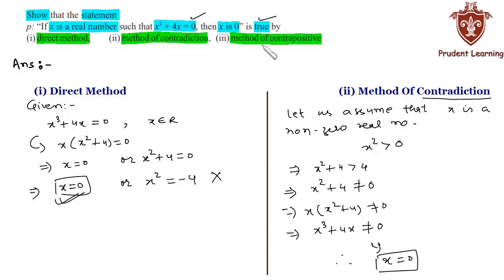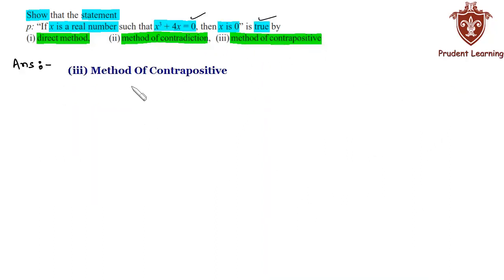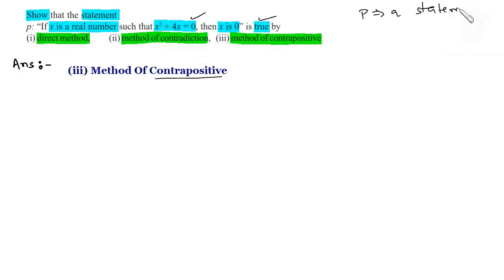Let us see the third method, that is method of contrapositive. Well, if you remember, for using the method of contrapositive, we need to have two statements, because we know that if P implies Q is a statement, then negation Q implies negation P is the contrapositive of the given statement. So we need to have two statements out of the given statement.